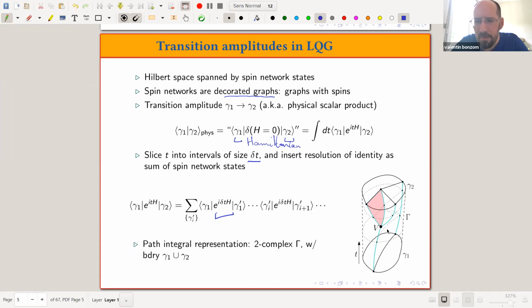However, there is a vertex v here where the graph changes, and this is where you have a non-trivial action of the Hamiltonian operator, presumably. Okay. So basically, this picture is supposed to give you a visual representation of how the path integral representation works for spin network states. What happens is that you build out, so you have two graphs on the boundaries and a two-dimensional complex between them.